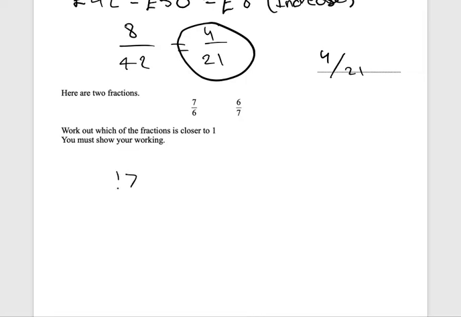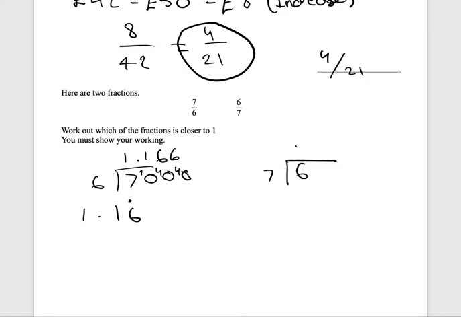So 7 divided by 6 would get you an answer of 1 point, carry the 1 and then carry the 4. So it would be something like this. So you would have 1.16 recurring. Now for 6/7, you would just do 6 divided by 7, 0 point, and then you carry the 6 over.